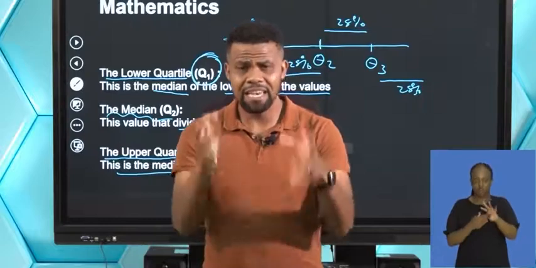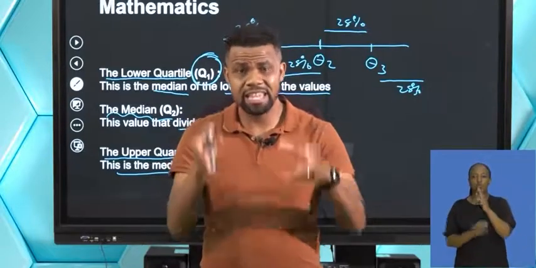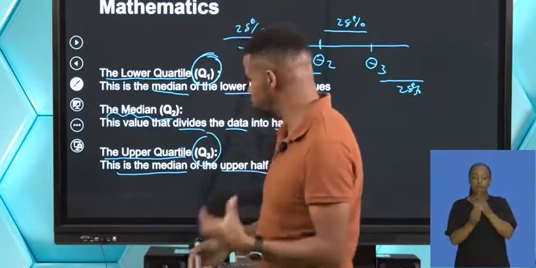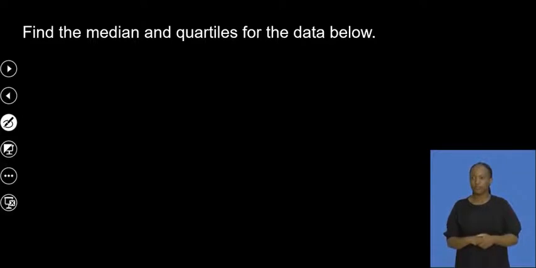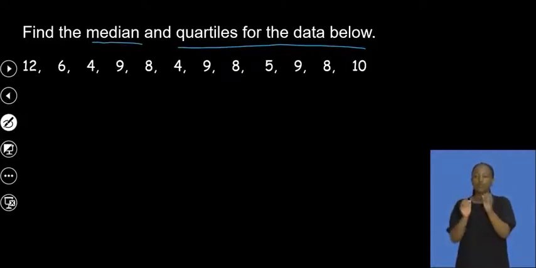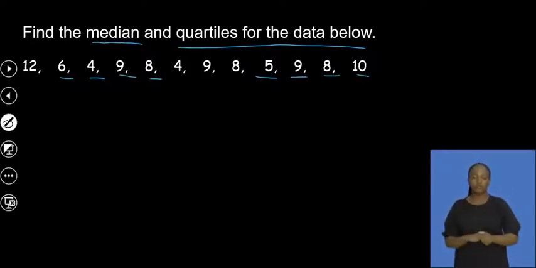Okay, let's see how we actually find the quartiles using raw data. Find the median and the quartiles for the data below. Let's look at the data. So we have 12, 6, 4, 9, 8, 4, 9, 8, 5, 9, 8, and 10.